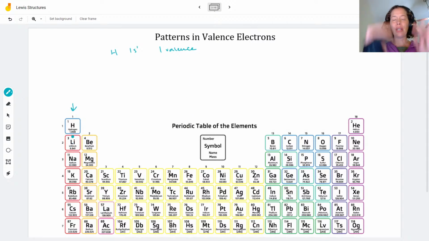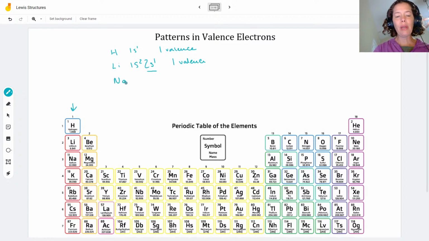Okay, now again, moving down the group, we're moving down the column. Lithium, which we've already seen, is 1s2, 2s1, and like we've seen, it also has one valence electron right here in the 2s. Okay, let's do sodium. This is going to be a little bit longer. 2s2, 2p6, 3s1. Again, one valence.